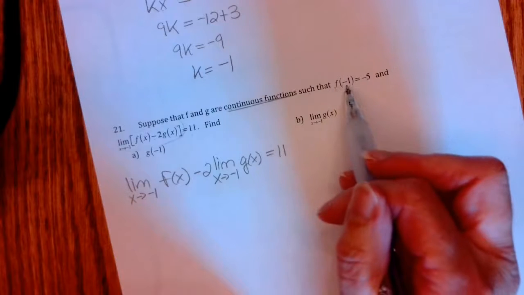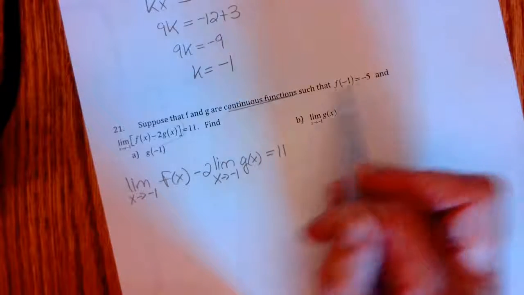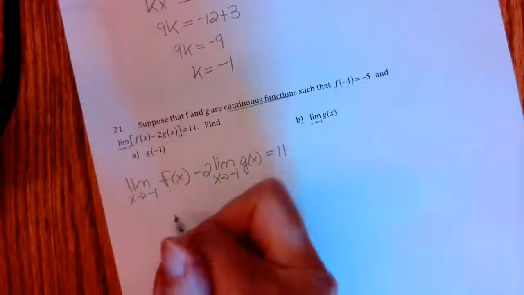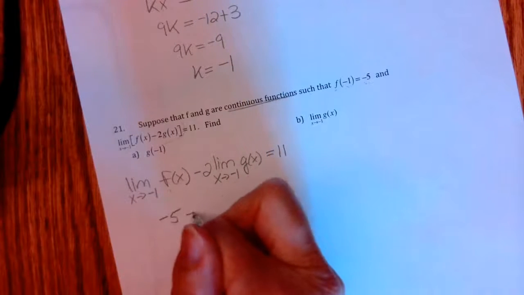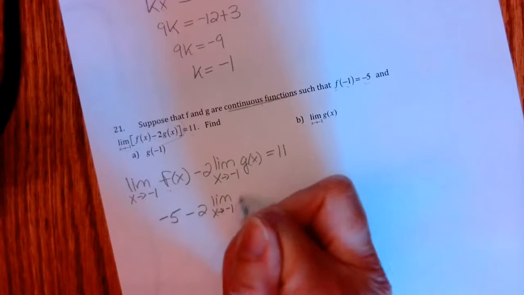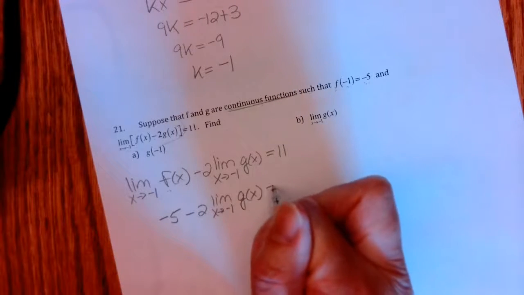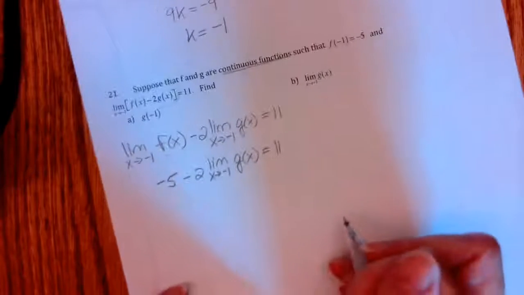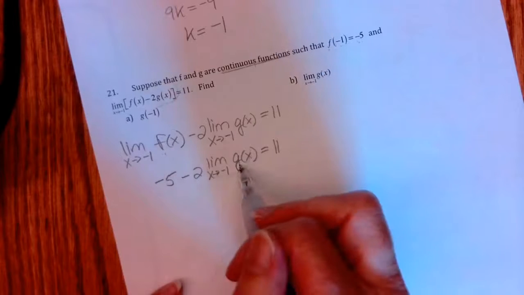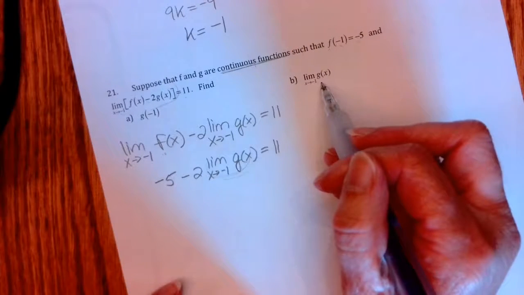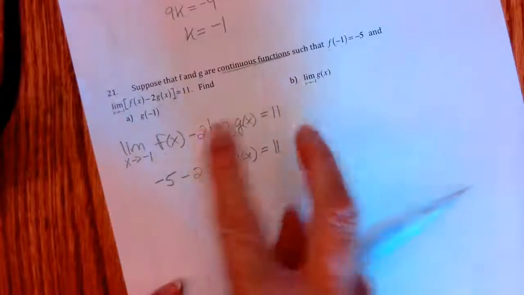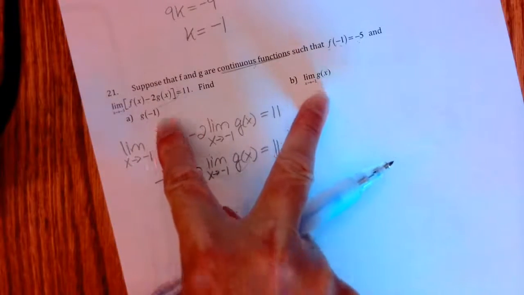Well, f at -1 is -5. Because we're continuous, the point value should equal the limit value. So I'm going to say now -5 minus 2 times the limit as x approaches negative 1 of g of x is equal to 11. We're solving now to get this limit value, because in part B I want the limit value, and in part A I want the point value. Because they're continuous, they should be the same.